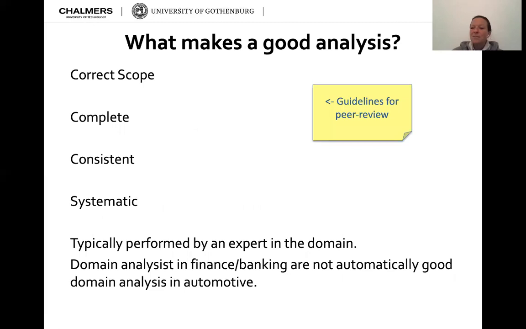Now, what makes a good analysis? There are 4 really important points here. One is correct scope. What happens if my scope is too small? Well, then I'm missing really important elements in my analysis. What happens if the scope is too large? Well, I'm just never going to finish modeling because it means I'm trying to represent too much of the real world in my model.